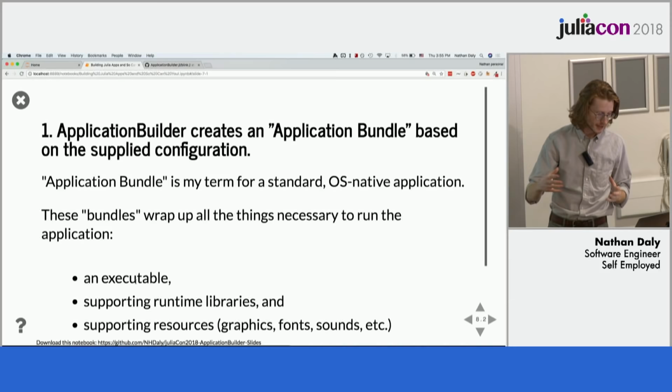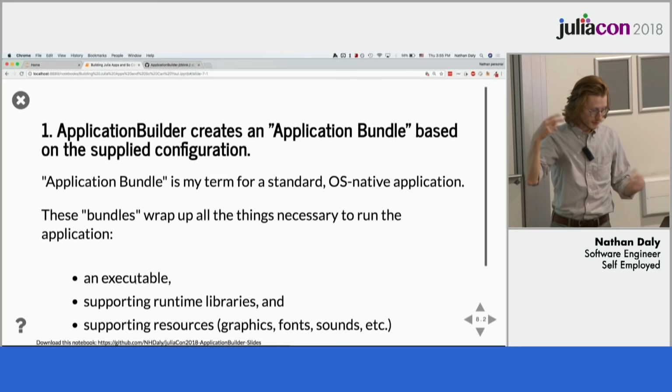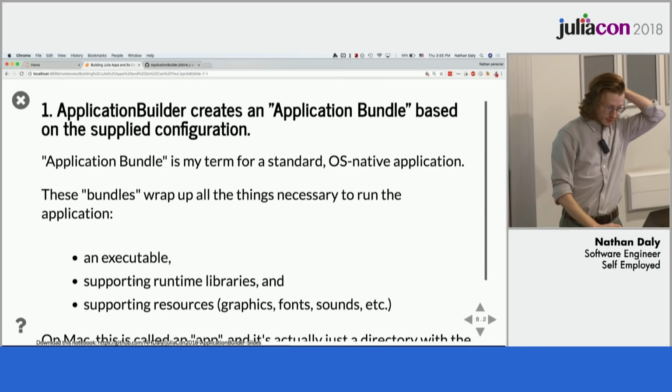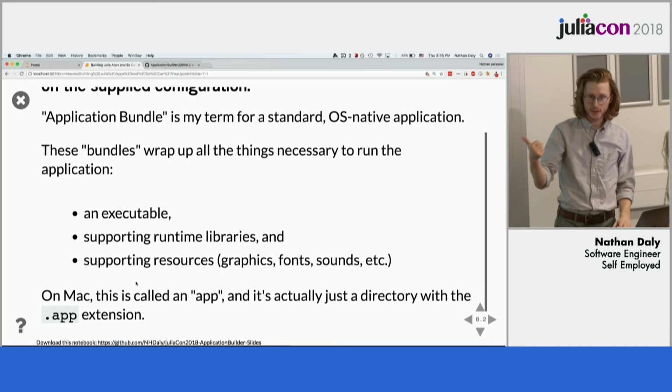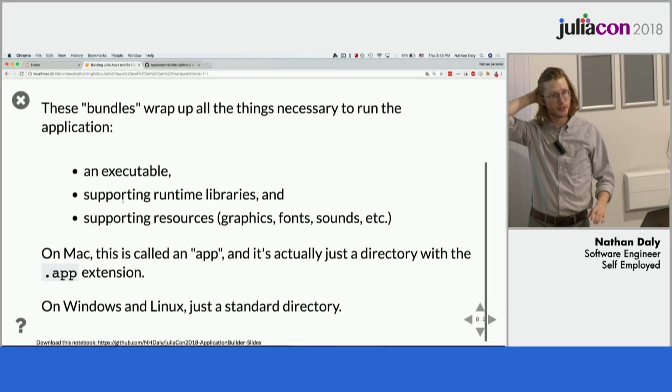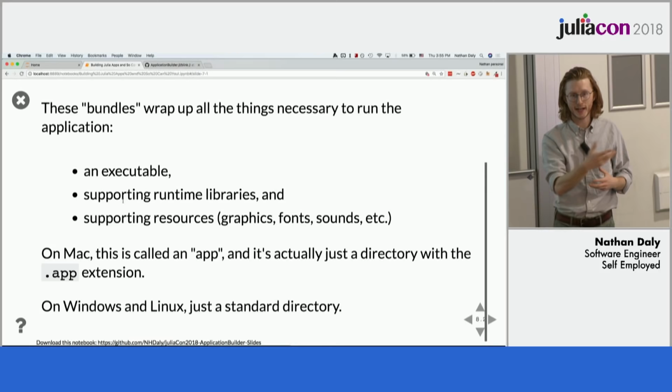First is it creates this empty directory structure for your application bundle. So what I'm calling an application bundle is just like a standard OS application that you can double-click and it runs. So to do that, you have to bundle together all the things you need for your application. So you need your executable, which is what we're normally used to creating. But then you also need all the runtime libraries to run your executable. So in the case of like Elliot's previous talk, that is any libraries that your packages depend on, but it could also just be like the Julia runtime in our case.